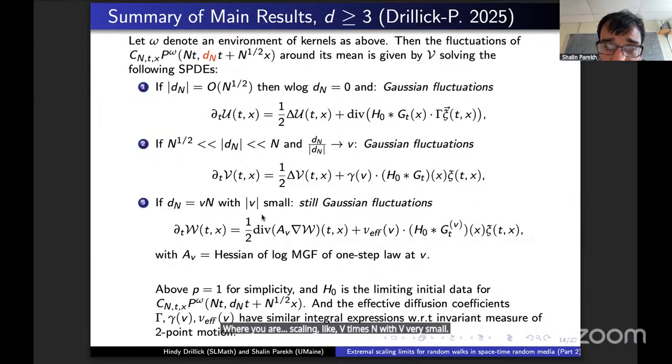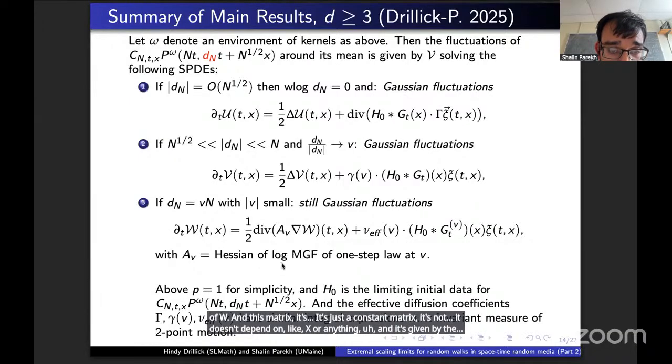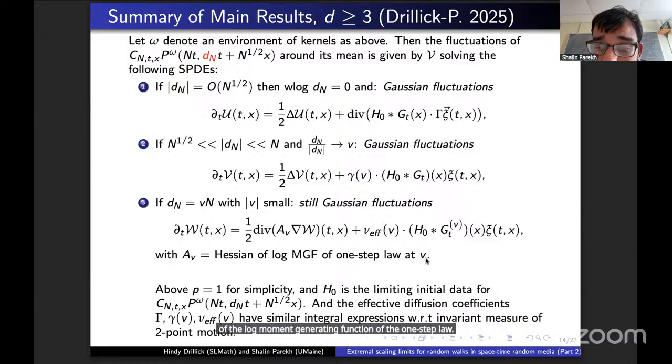And here you see somewhat more interesting behavior. You have an additive stochastic PDE, but instead of the usual Laplacian, you see some effective variance operator, which is like the divergence of some matrix times the gradient of W. And this matrix is just a constant matrix. It doesn't depend on X or anything. It's given by the Hessian of the log moment generating function of the one-step law at that vector v. And then you have some effective variance again instead of this gamma. And this heat kernel corresponds to the heat kernel for this operator. In some sense, this is not so surprising. So let me briefly describe what this effective variance, nu effective of v, is, and why it's different than in dimensions 1 and 2, okay?